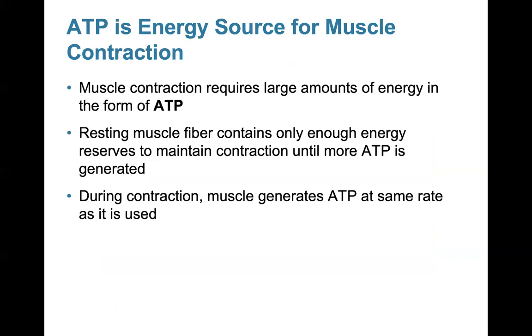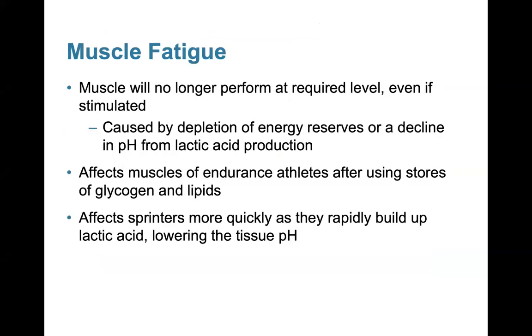Now, ATP is the energy source for muscle contractions. Muscle contraction requires large amounts of energy in the form of ATP. Resting muscle fibers contain only enough energy reserves to maintain muscle contractions until more ATP is generated. During a contraction, the muscle generates ATP at the same rate that it's used. So you're producing it as you're using it, essentially.